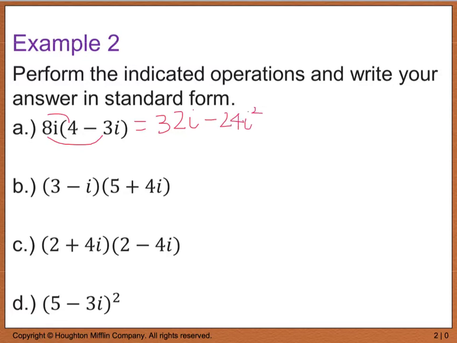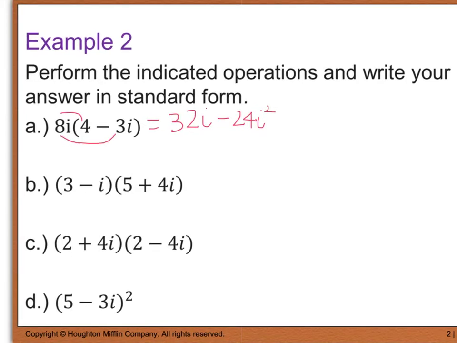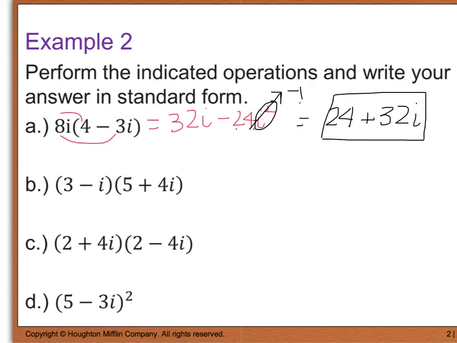Now the thing with complex numbers that we have to remember is anytime you have an i squared, or an i to an even power, that's really going to give us a negative 1. And that's because i squared equals negative 1. If you don't remember that, go back and look at one of the first couple of slides that we did. So this right here is really going to turn into a negative 1. So now I have a negative 24 times a negative 1, which is going to give me a positive 24 plus my 32i. So this right here is your final answer for part A.